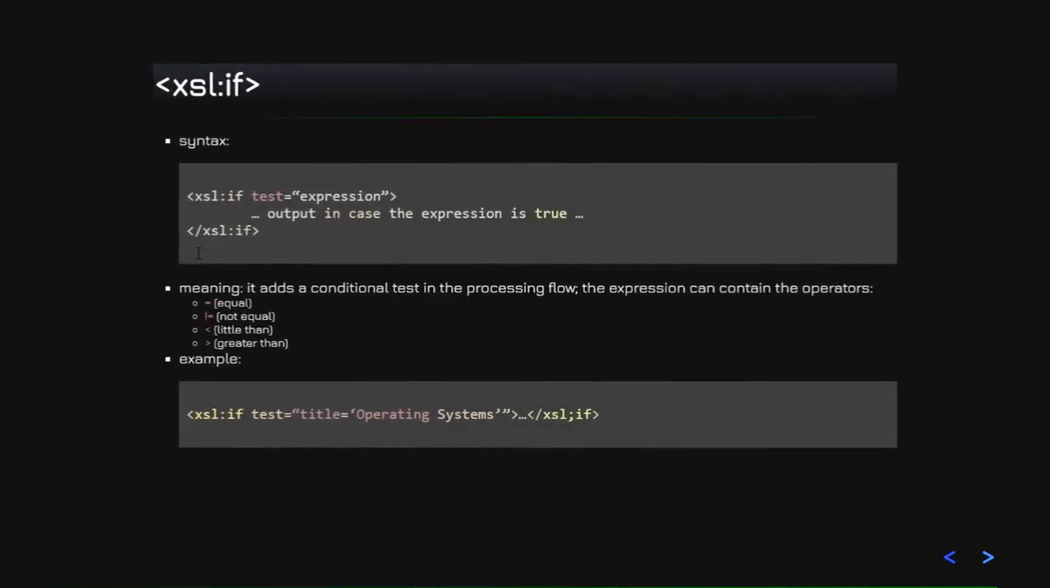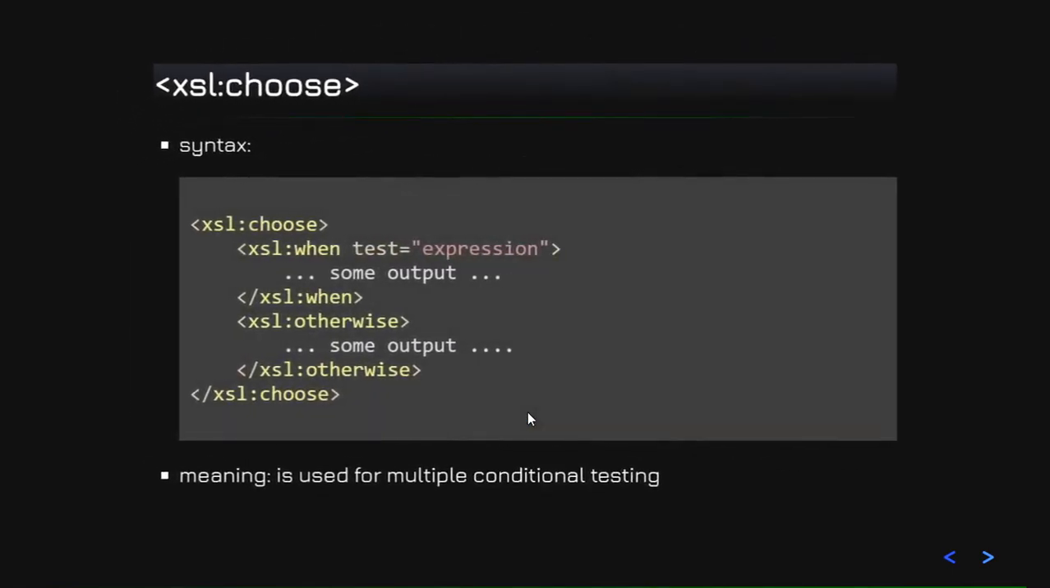Then we have an xsl:if. Okay. Which selects a tag if this expression is evaluated to true, and outputs this in case this expression is evaluated to true. We can use several relational operators here, like equal, different, smaller, greater. This is an example. It tests whether the title child of the current selected tag is equal to operating system, and if it is equal to operating system, then it outputs what's written here. You'll see an example of this one actually after this slide. This is the last slide.